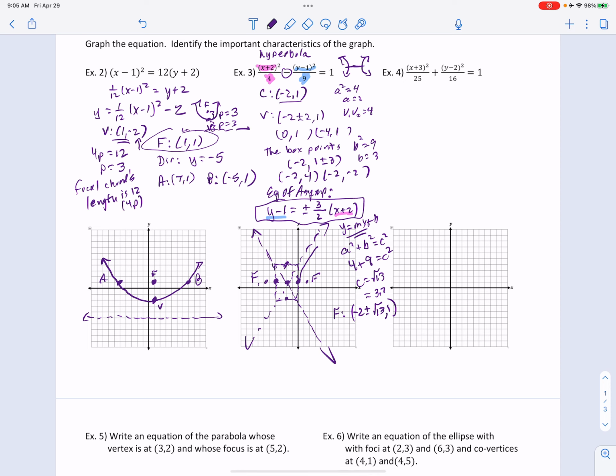Then we're going to sketch our hyperbola. Make sure you start on the box and not on the foci. The vertices are on the box.